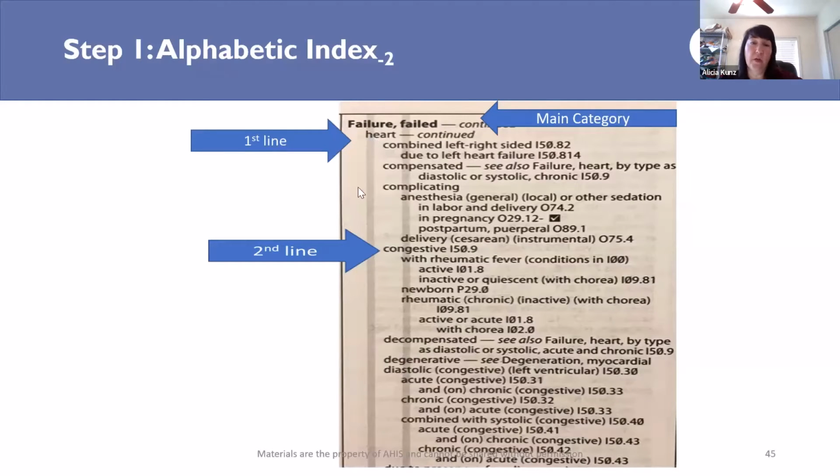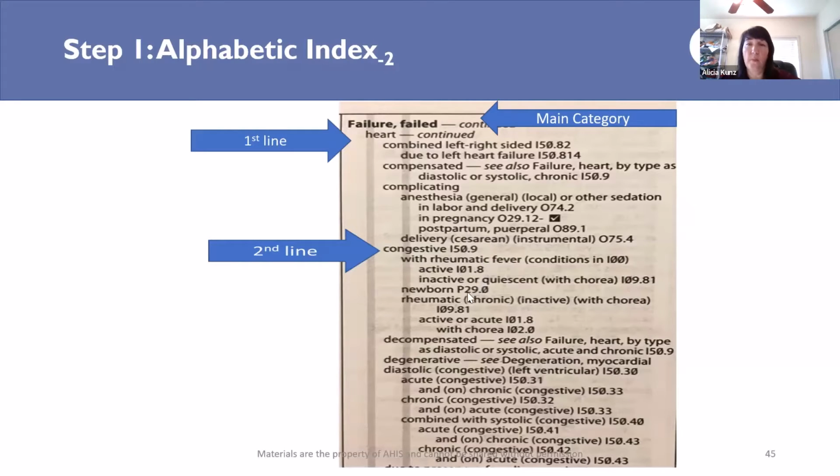And you can see vertically going down from the term heart is a gray line. And then there's another gray line. So think of those gray lines as your placeholders. There's other types of failure. You can look up kidney failure, or liver failure, but we're looking up heart. So then you have failure, heart, and then your next indent in is the word congestive, and your default code is I50.9.